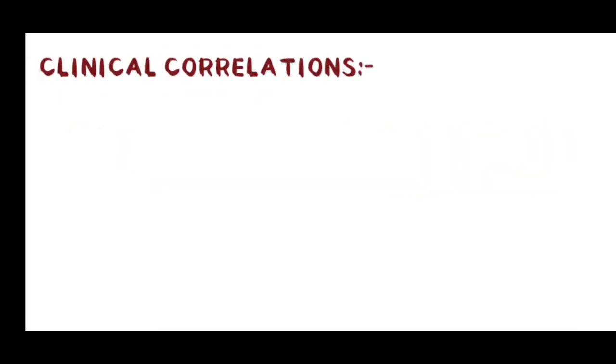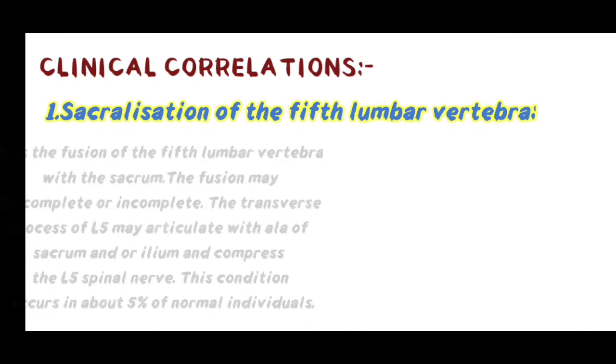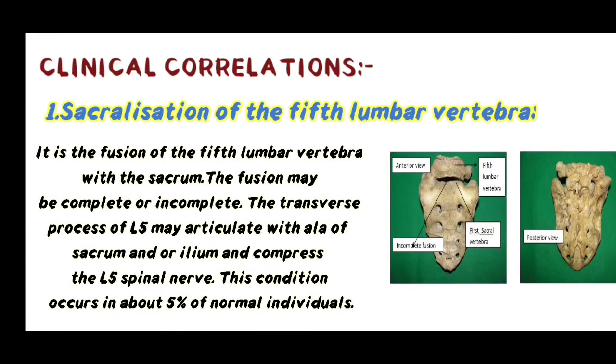Clinical correlation. Sacralization of the 5th lumbar vertebra. It is the fusion of the 5th lumbar vertebra with the sacrum. The fusion may be complete or incomplete. The transverse process of L5 may articulate with the ala of the sacrum and/or ilium and compress the L5 spinal nerve. This condition occurs in about 5% of normal individuals.